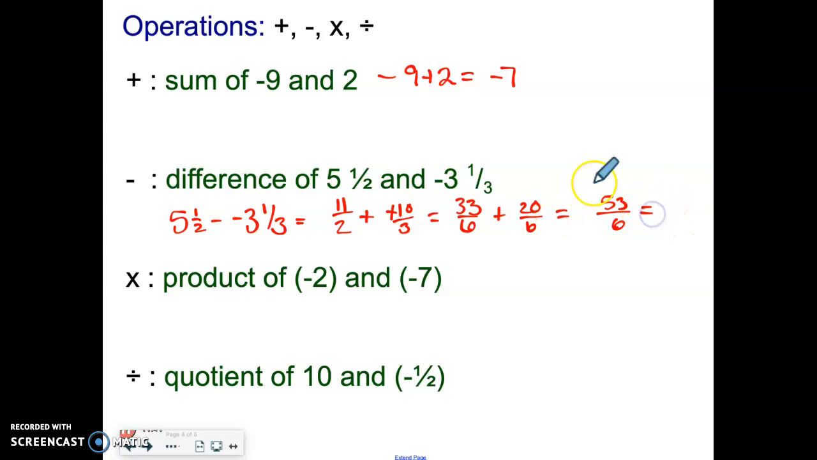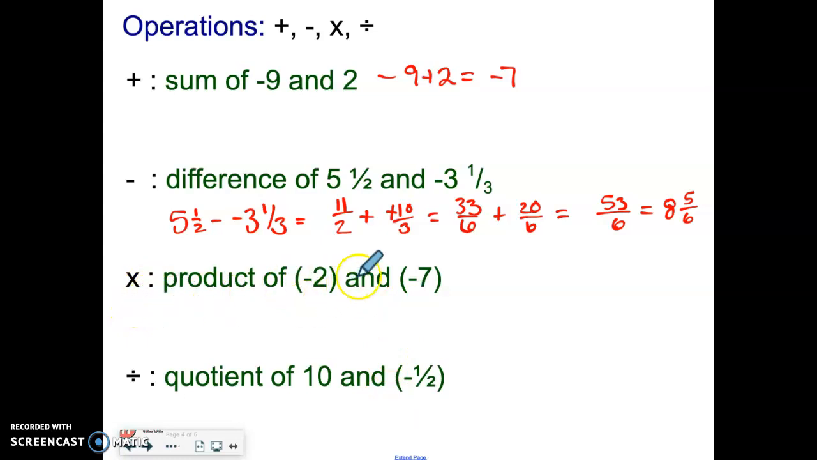Now if you want to put it back into a mixed number, you would rewrite this improper fraction as a mixed number. Divide by 6, so 6 goes into 53 8 times, and then you would have 5 left over, so 5 sixths.